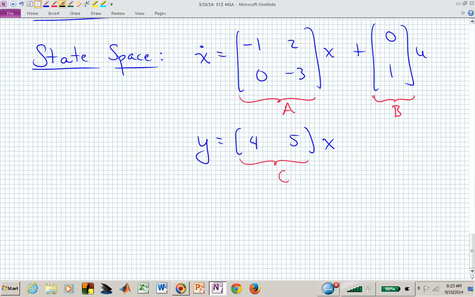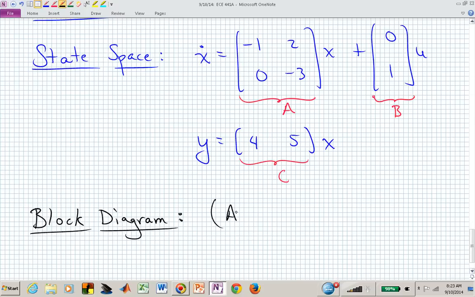Now, can we create a block diagram from this system? And if we're talking about a block diagram, I'm looking for an all integrator block diagram, which means I'm in the time domain. How many integrators am I going to need for this system? 2. Where did that come from?